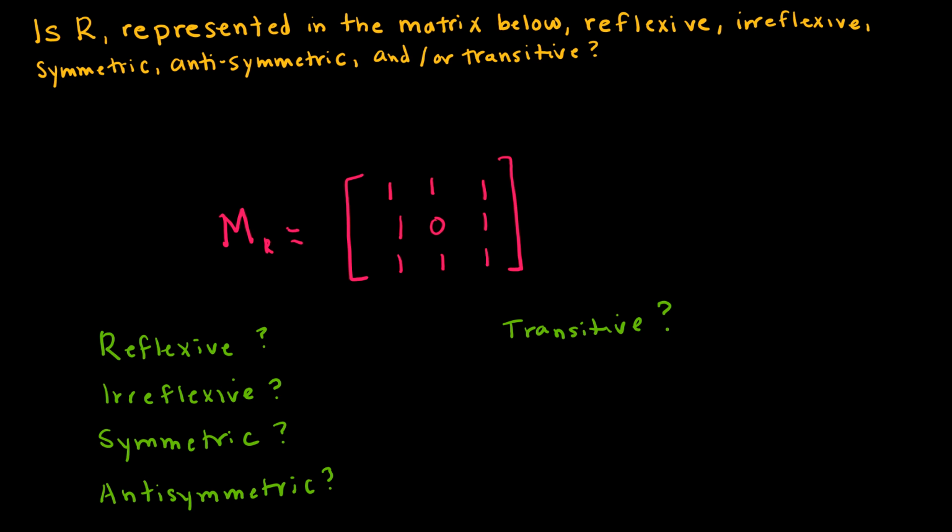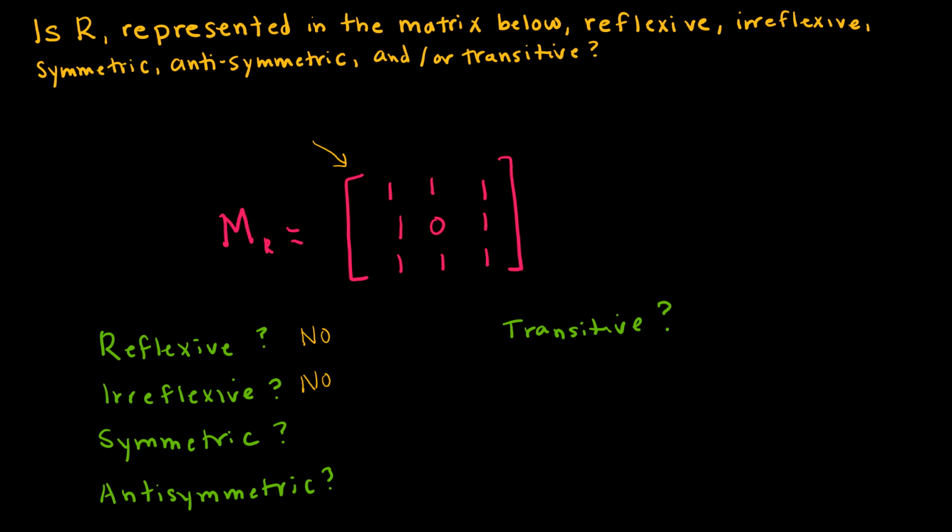First one is reflexive. Remember, for it to be reflexive, that first diagonal should all be 1s. That is not the case, so it is a no. Irreflexive means that first diagonal should all be 0s. Is that the case? No, it's not, because we have 1s and 0s. So it's neither reflexive nor irreflexive.